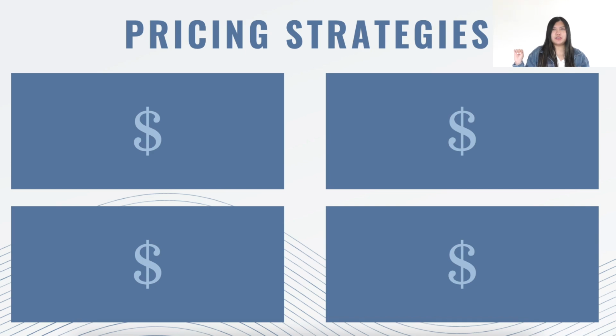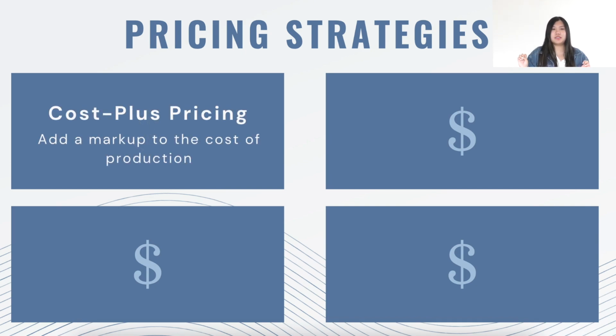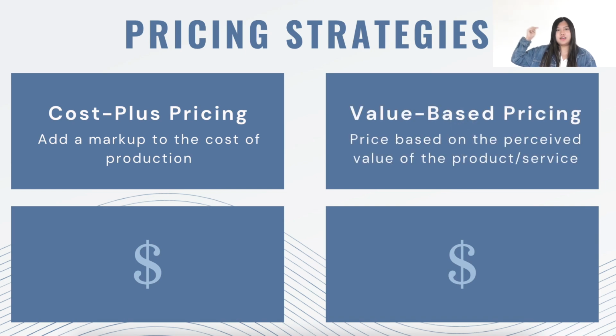Let's talk about the first one in the top left corner, which is cost-plus pricing. And what that is, is adding a markup to the cost of production to determine the selling price. On the top right side, we have value-based pricing, which is setting prices based on the perceived value of the product or service to customers.